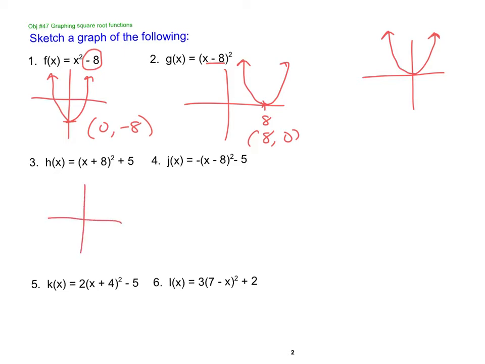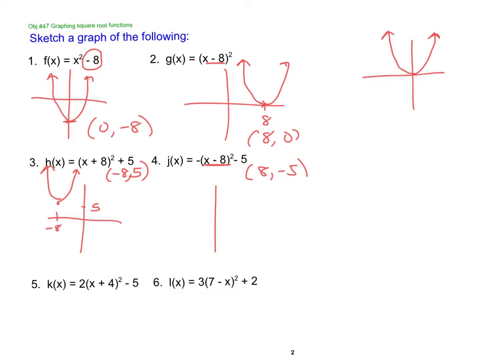All right, so now what if we have an inside and an outside? Again, what will make the inside 0? Negative 8. If you plug in negative 8, what are you left with? 5. So that's your vertex. So negative 8, 5 is the vertex, and then we just go over and up. Same idea. What will make the inside 0? 8. When you plug in 8, you get 0 here, and you're left with negative 5.